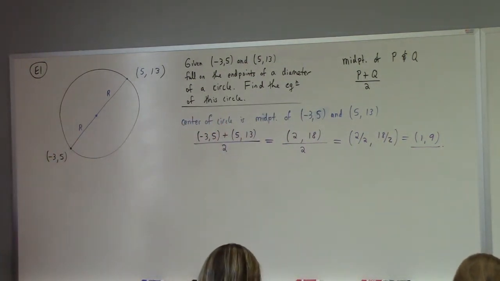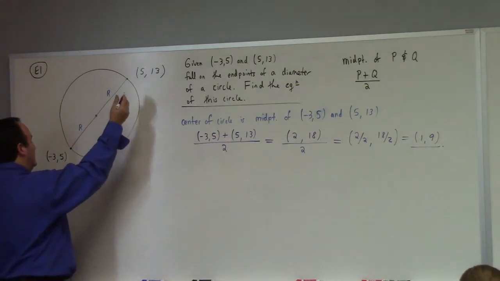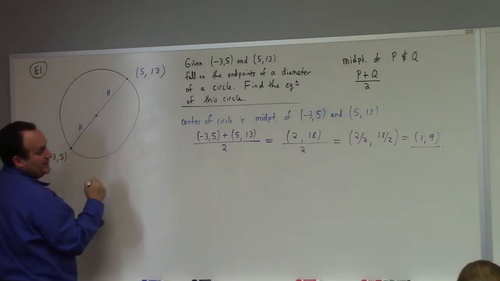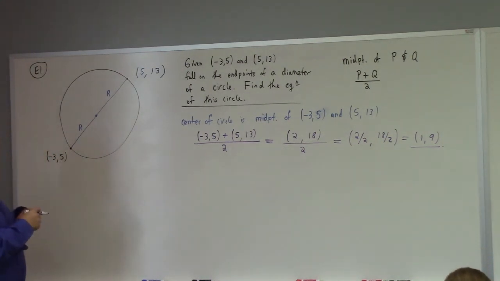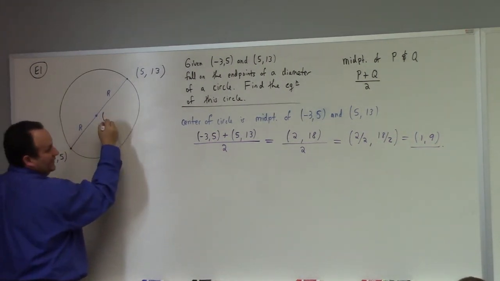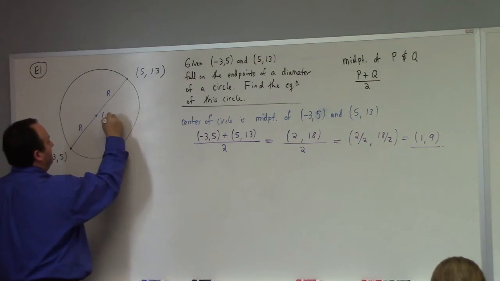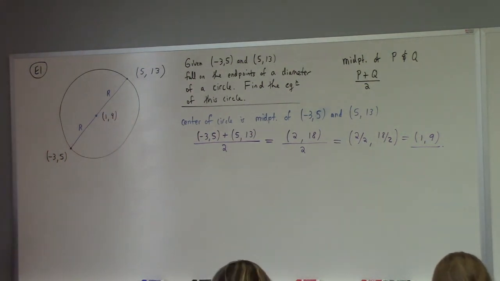Another student in another section said, what you do is you take the average of the x's, and you take the average of the y's. That gives you the midpoint. That's exactly the right idea. The average of 5 and minus 3 is 1. The average of 13 and 5 is 9, right? That's midway between those two on the number line. So anyway, the center is 1, 9. That's the center. What's the radius?